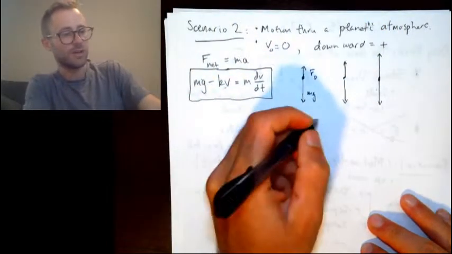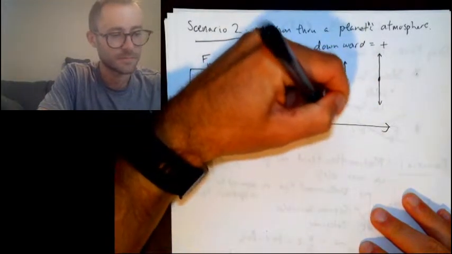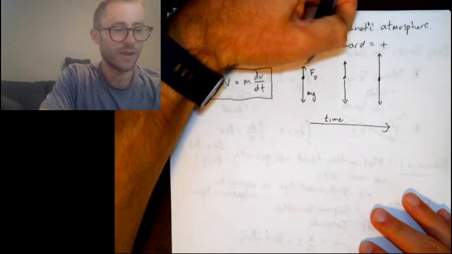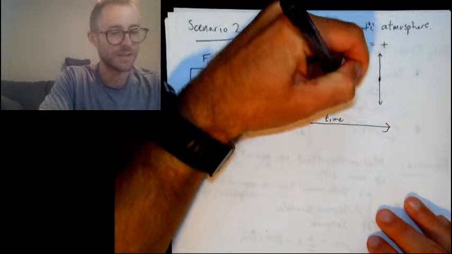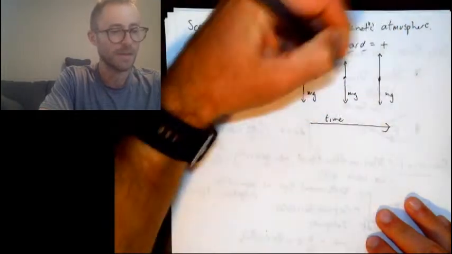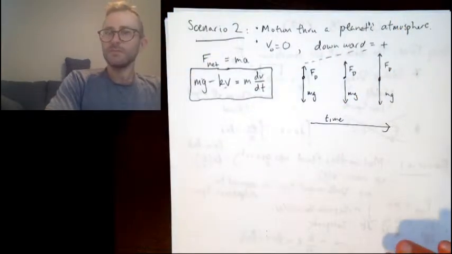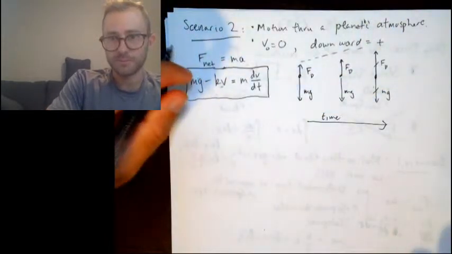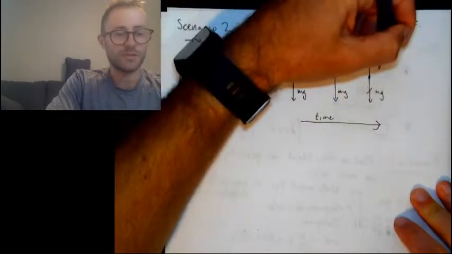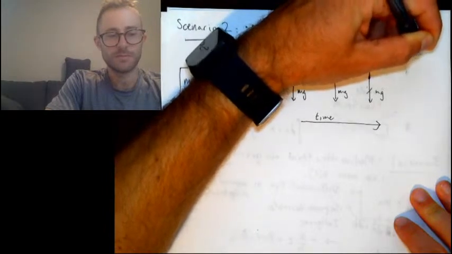So as time goes on, the drag force is getting bigger and bigger because you're picking up speed, okay? And eventually the drag force will become so large that it matches the weight force. And when that happens, you have something called terminal velocity.